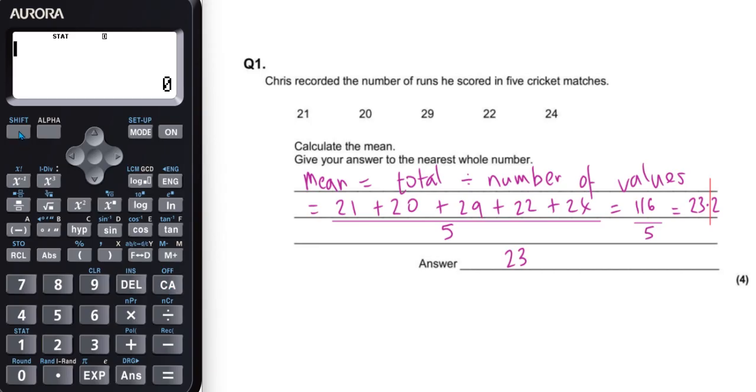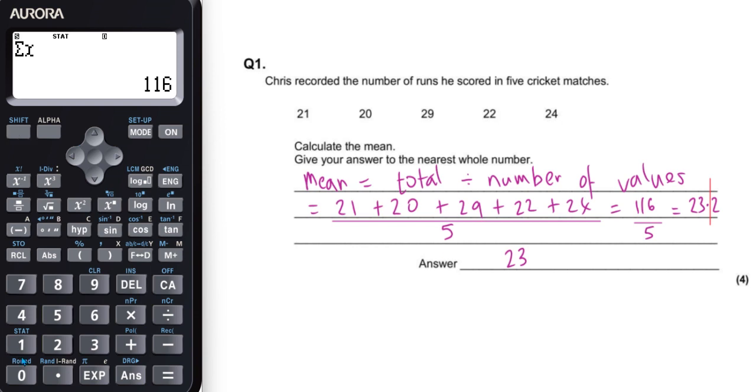To then see the results, you do shift and key number 1, it's got stat above it, and if you wanted to check your addition, that's number 4, and that will show you the sums. So the sum we are interested in is sigma x, which is the sum of the numbers, so that's number 2. Press equals, it tells me that the total is 116, which is what I got on my manual calculation.